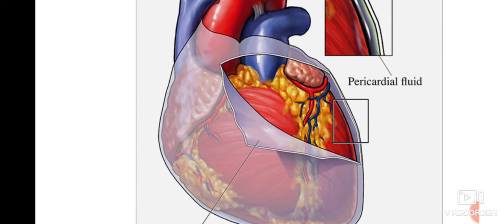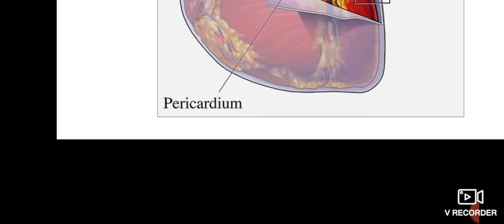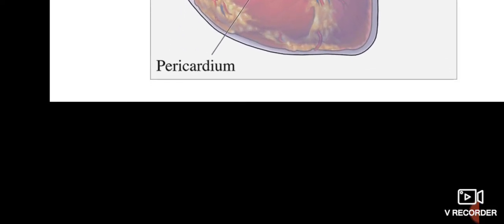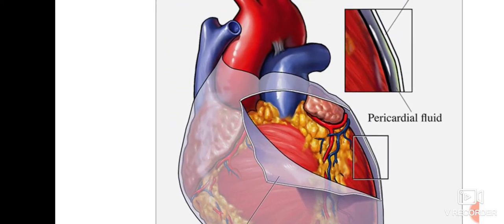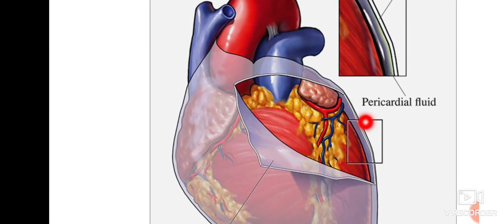And this fibrous pericardium has an apex and a base. In the lower part you can see the base which is resting over the diaphragm. In the upper part, this is the apical part, and this apex is covering the root of great vessels.